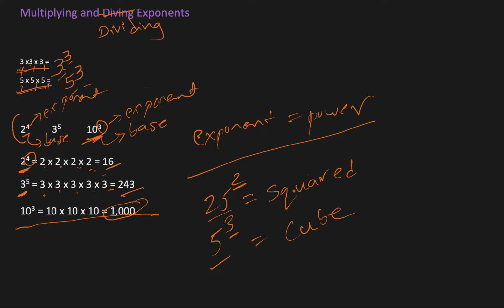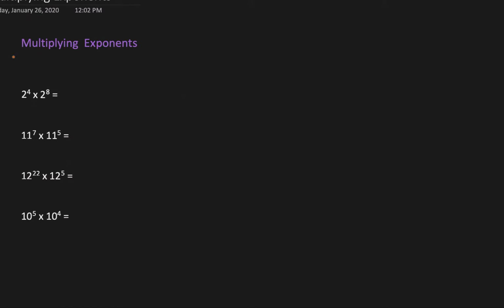Okay, so with that in mind, let's try to solve some expressions where we have to multiply exponents, and some examples where we'll divide some exponents. Before we jump into that, just remember two things. The exponent is the power and the base is the actual number. So in this case 3 is the base, 5 is the exponent. Great. So let's do some examples.